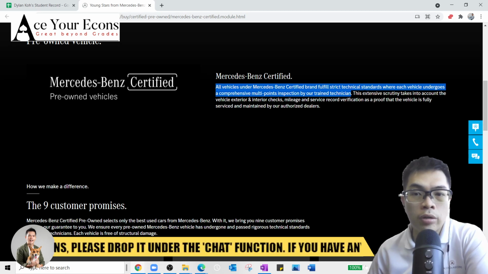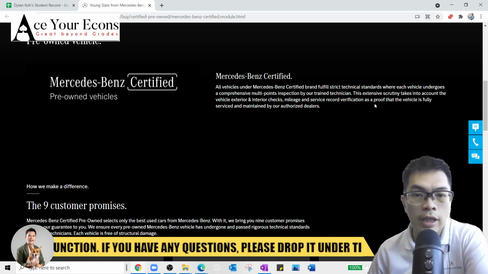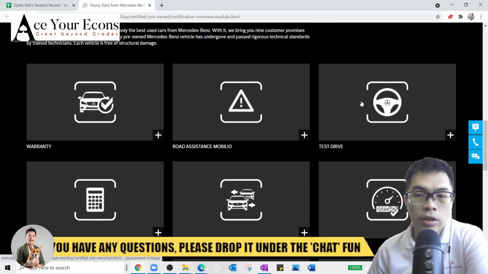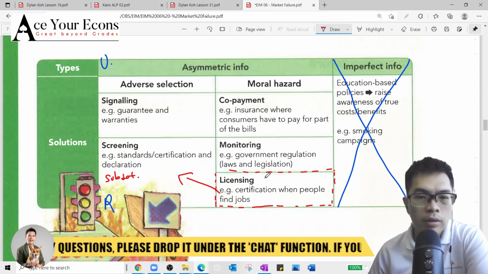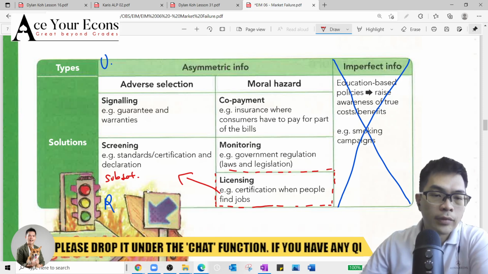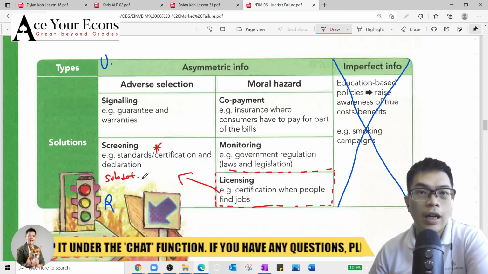You can see that the pre-owned vehicles must meet a minimum standard and undergo rigorous inspection by trained technicians. Record verification and mileage will serve as proof that the vehicle is fully serviced and maintained by authorized dealers. So you can see that this is a form of certification: certifying minimum standards and certification over a product.